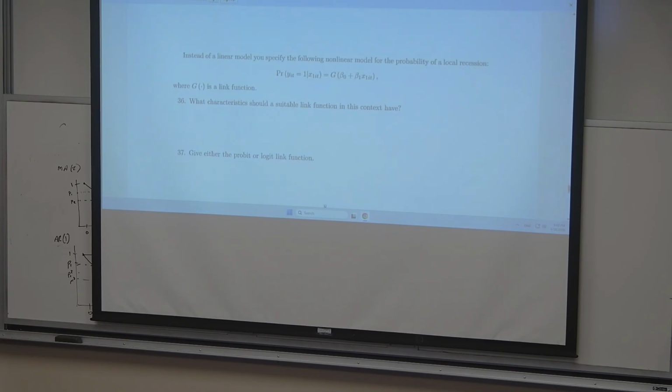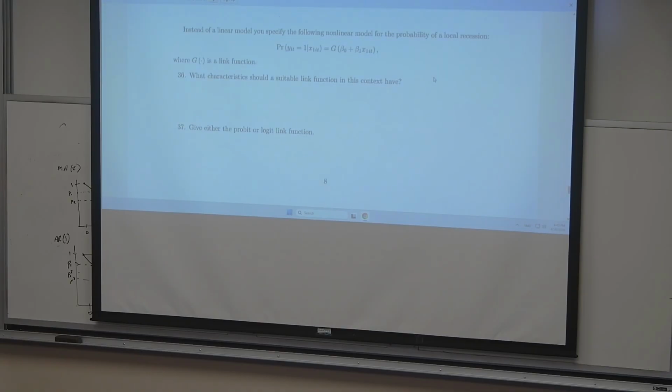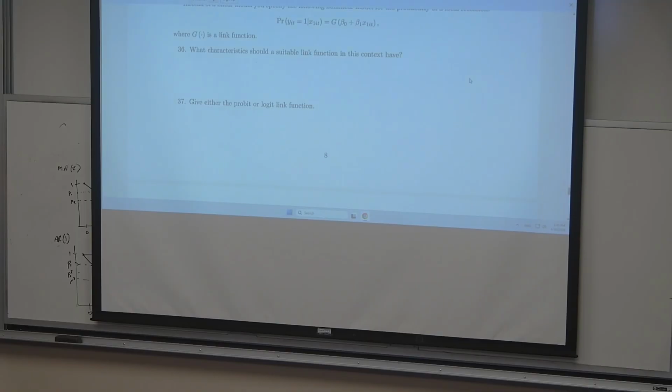So instead of a linear model, you estimate this, where G of something is a link function. So what characteristics should a suitable link function have? It should be monotonically increasing and provide values between 0 and 1. Yes. Give either the Probit or Logit link function. You can give either one. Can we just write the Phi with the circle, whatever it's called? You could if you said where that is the standard normal CDF. That would be sufficient. And the other one's just e^w over 1 plus e^w, and that's all you need.